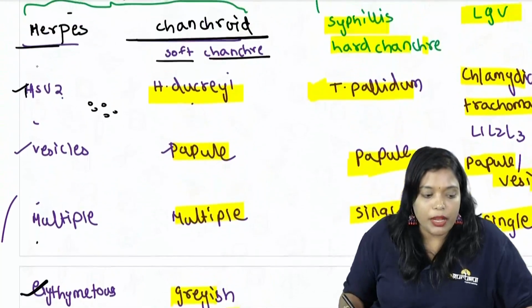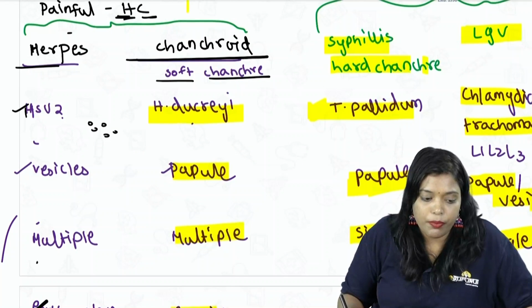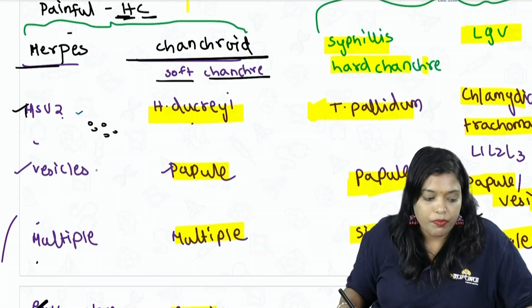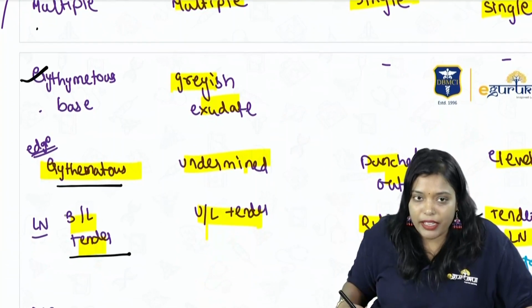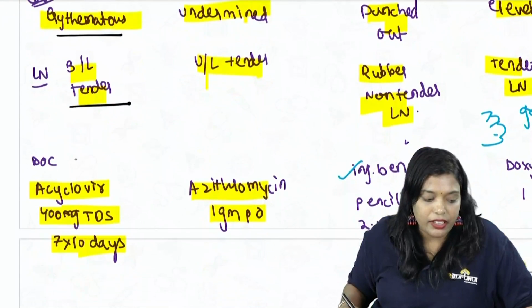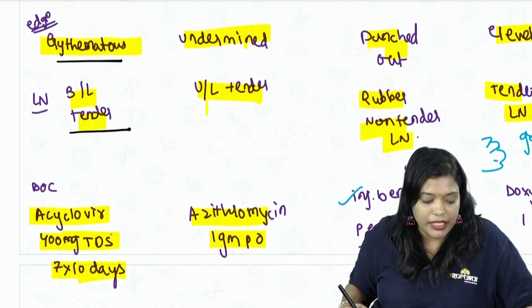Okay. So coming to the herpes. Herpes is mainly caused by HSV2. Vesicles will be there, multiple, erythematous base, erythematous edges and bilateral tender lymph nodes. So drug of choice will be acyclovir 400 milligrams TDS for 7 to 10 days.